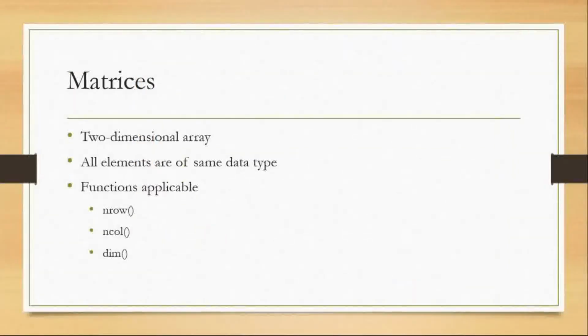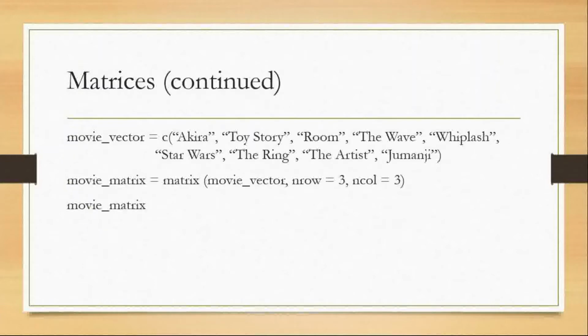Let me move on to the next concept, which is matrices. So as already said, matrices are nothing but two-dimensional arrays, and the properties of matrices are the same as that of vectors and arrays. The various functions that are applicable to matrices are number of rows, number of columns, and dimensions. Let's see how these functions can be applied to a matrix.